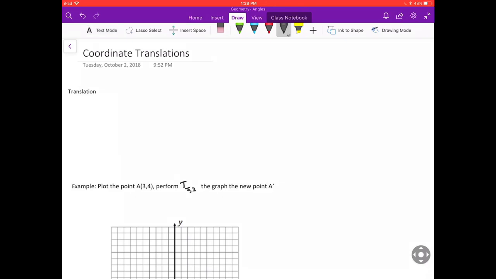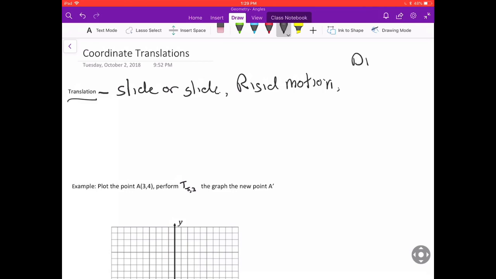All right, so the first thing we need to know about a translation is we call it a slide or a glide. We do need to know that it is a rigid motion, which we spoke about yesterday. And we also need to know that it is called a direct isometry. So that's something that we're going to talk about tomorrow. The way that translation is written, its notation, is a capital T with two numbers in the subscript.